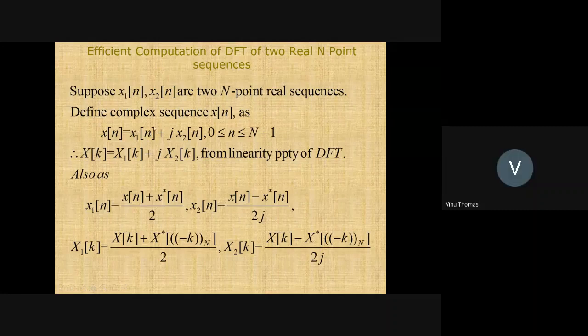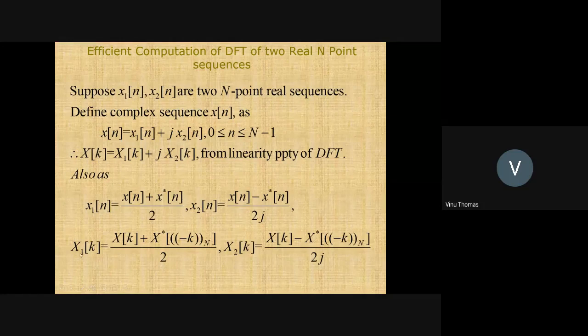Now, if you are given x1 of n and x2 of n, this process does not require any arithmetic operation, because x1 of n goes into a real array and x2 of n goes into an imaginary array. This does not require any addition or multiplication, because you are not actually adding anything. They remain in the real array and the imaginary array. To compute x of k, how many complex multiplications are required? It is equal to n by 2 log n to the base 2.